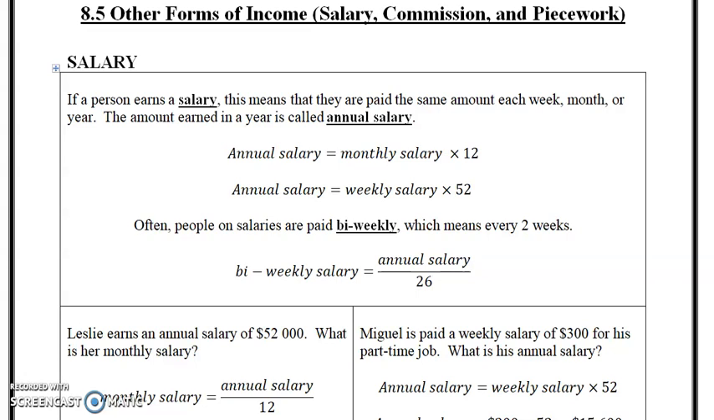So here we are. 8.5, other forms of income. We're going to look at salary, commission, and piecework. So salary, we're going to do first.